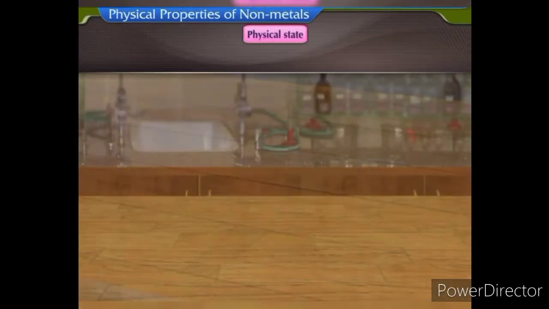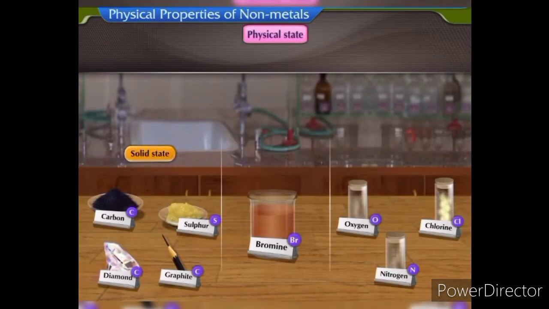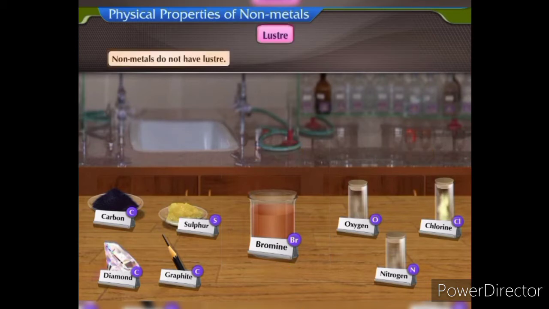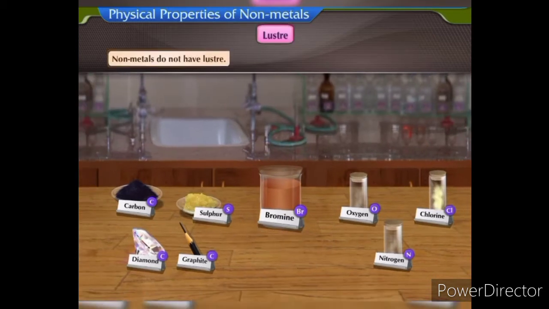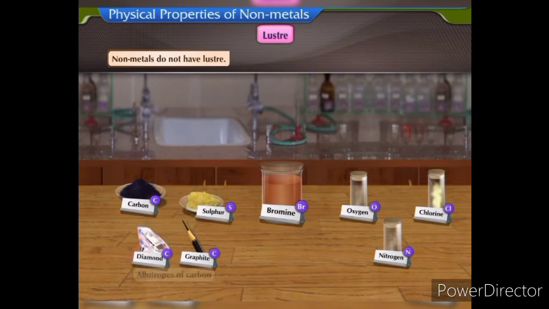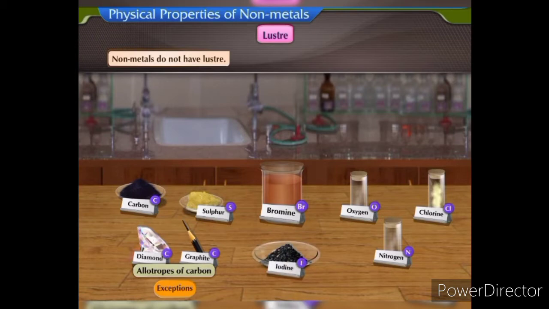Physical state. Non-metals are either in the solid state or the gaseous state. Bromine is an exception. It exists in the liquid state. Luster. Non-metals do not have luster. Graphite and diamond, which are allotropes of carbon, are exceptions. Iodine is also an exception. They all have luster.